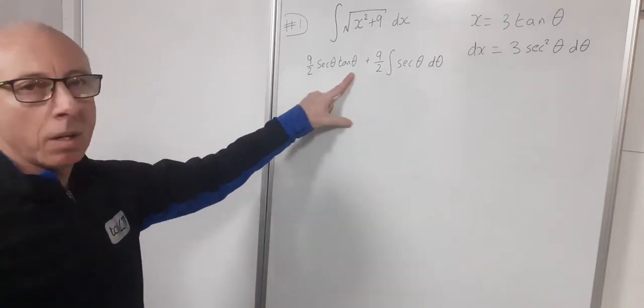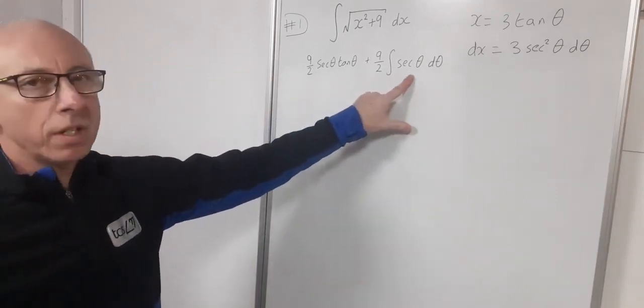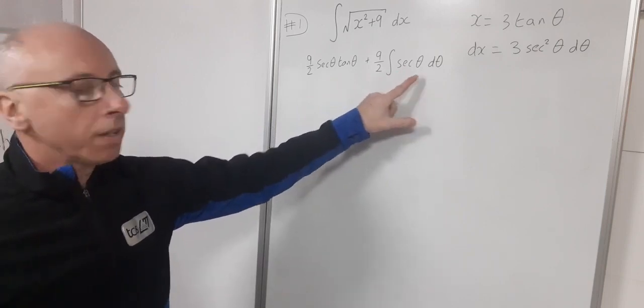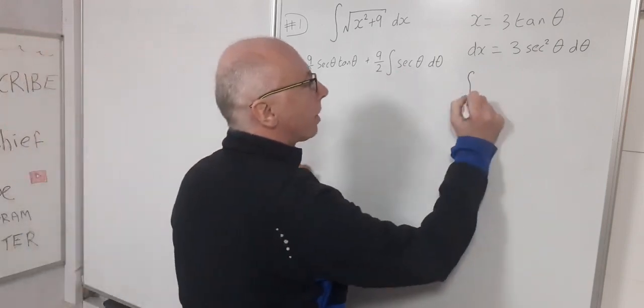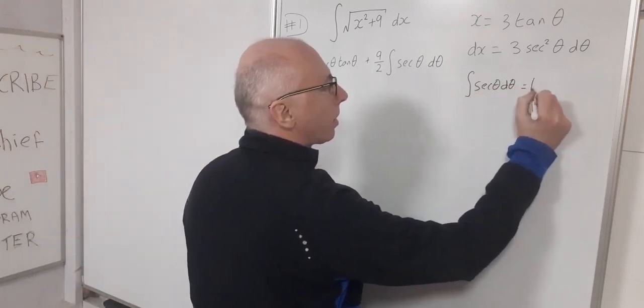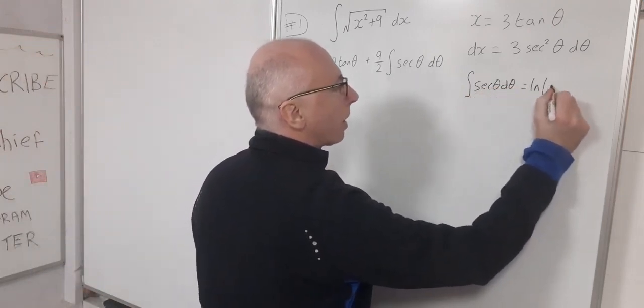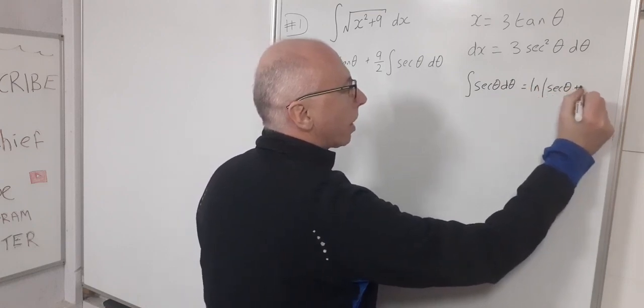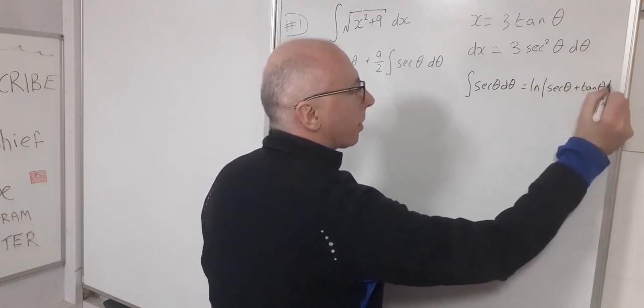So this will be part of my answer. I now need to solve this integral. Well, secant theta, the integral of that is a standard integral. So the integral of secant theta d theta is just the natural log of the absolute value of secant theta plus tangent theta.